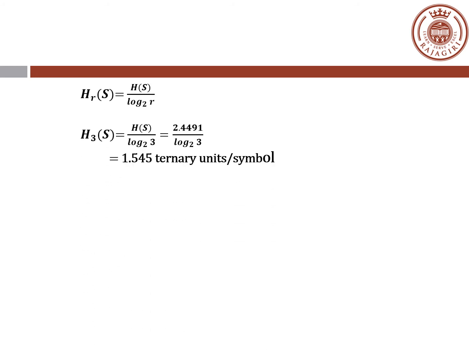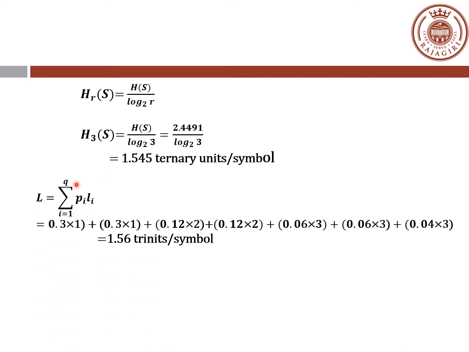So let's start with the entropy first. But since this is a ternary code, it is H_R of S where R is equal to 3, since we have 3 separate mappings. So H_3 of S we get as H of S divided by log R to the base 2, where R is 3. H of S you know how to calculate because the source, the symbols and their probabilities are given. So you can find H of S comfortably. But since this is a ternary code, the effective entropy of the source is obtained by dividing H of S by log 3 to the base 2. And the answer is 1.545 trinits or ternary units per symbol.